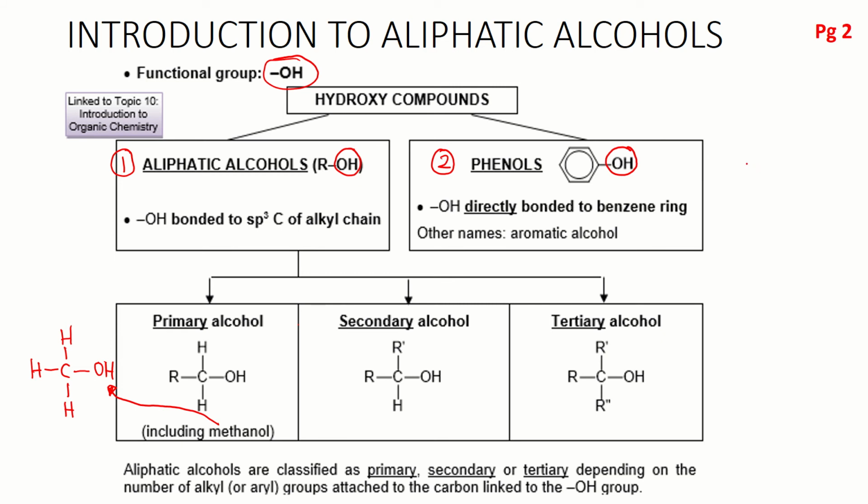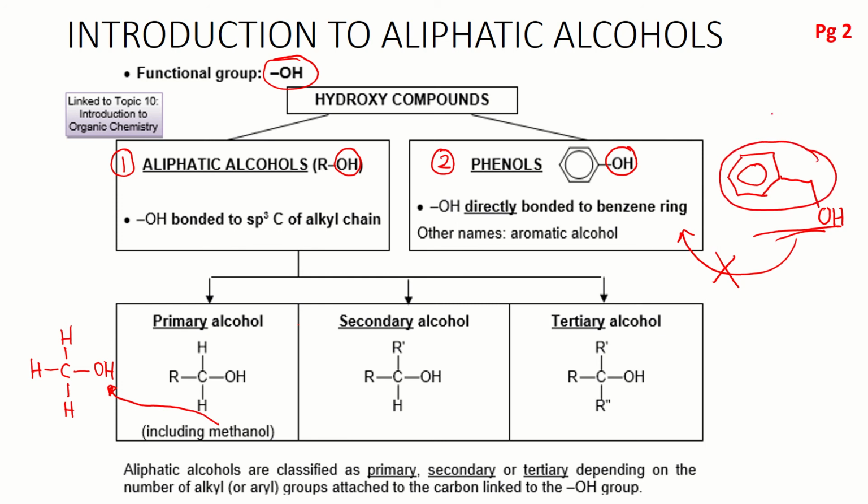This is to say that if I have a structure with a benzene and an alkyl followed by an OH group here, this compound will not be classified as a phenol, because the OH is actually directly bonded to an alkyl group. So in this example, we actually have an aliphatic alcohol.